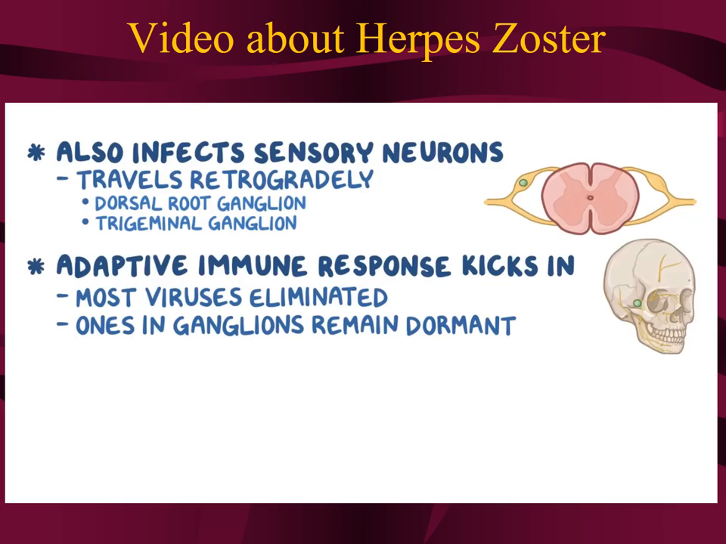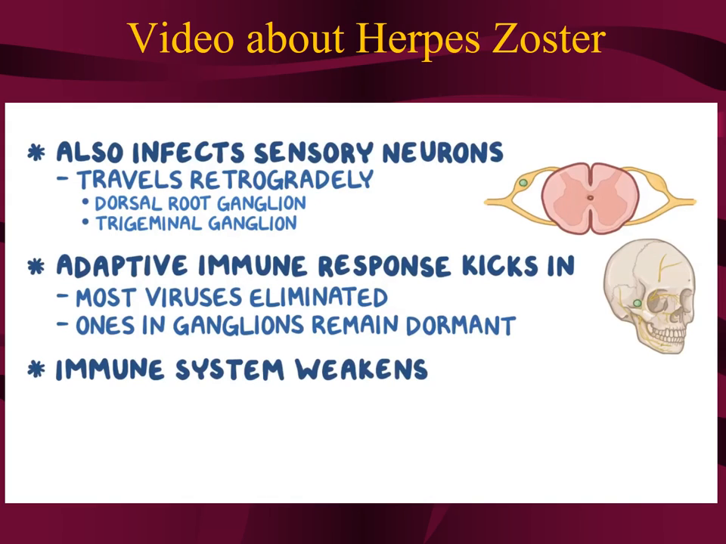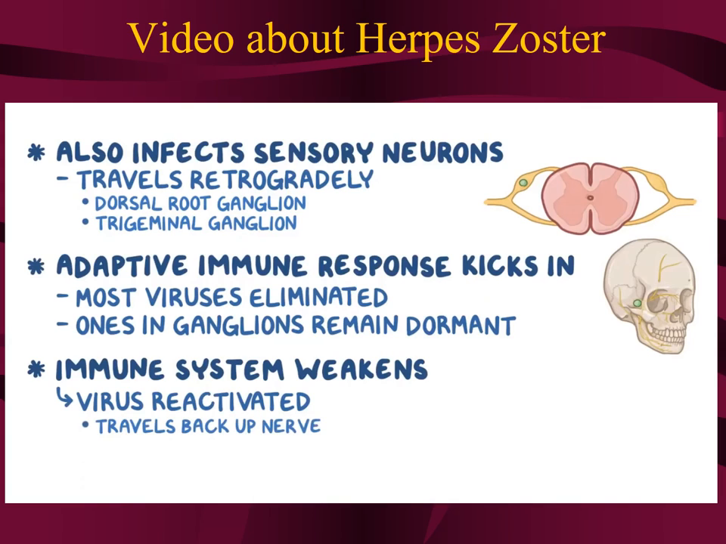Most commonly, the virus establishes a latent state within the trigeminal ganglia and the dorsal ganglia. Later on, if the immune system weakens due to aging, stress, or immunosuppressive therapy, the virus can be reactivated. It can then travel back up through the sensory nerve, anterogradely to the skin, and cause an infection in the innervated dermatome. That's called herpes zoster, or shingles.